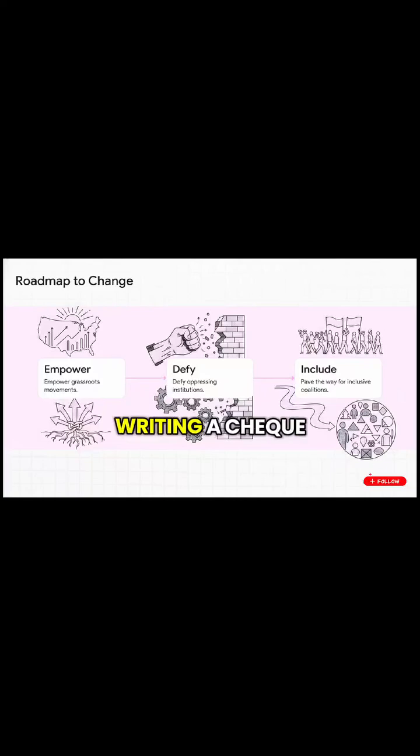So, if simply writing a check isn't the silver bullet, what is the actual roadmap for long-lasting change? Well, the source material lays out these distinct steps. Step 1, empower grassroots movements. Step 2, have those movements boldly defy the oppressing institutions. And Step 3, pave the way for inclusive coalitions. The authors point to the U.S. civil rights movement as a prime example of this.